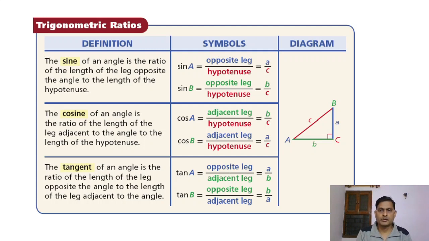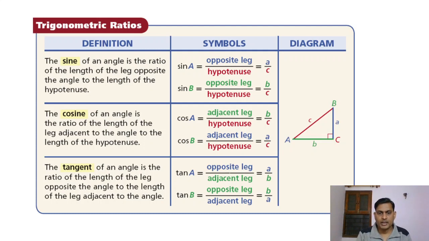Similarly, sine B is equal to small b by small c. The cosine of an angle is the ratio of the length of the leg adjacent to the angle to the length of the hypotenuse. So cos A is equal to adjacent leg by hypotenuse. Adjacent leg to angle A is small b and hypotenuse is small c. Cos A is equal to small b by small c. Similarly, cos B is equal to small a by small c.